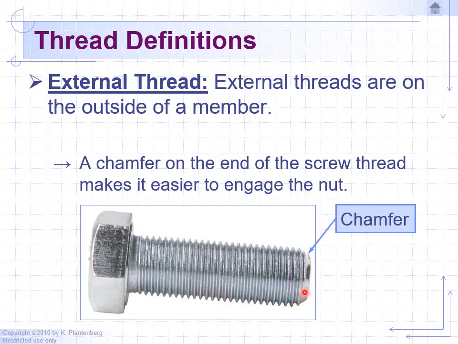Notice how it's cut at a 45-degree angle, and that's just to make it easier to engage with the tapped hole. Sometimes when you're trying to insert a bolt under the hood of a car and it's hard to see the hole, this little chamfer will at least give you some guidance as you're trying to engage the threads on an engine block, for example, or a nut.